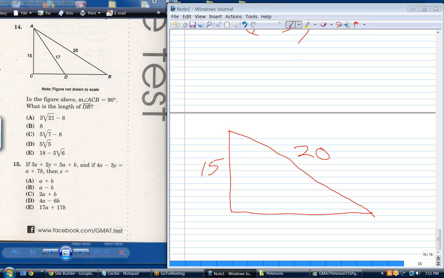It's not a 3, 4, 5. Oh, it's 5. It's supposed to be. Oh, yeah. If I divide... No, this is not a 3, 4, 5 triangle. Well, it can be because it says figure not drawn to scale.